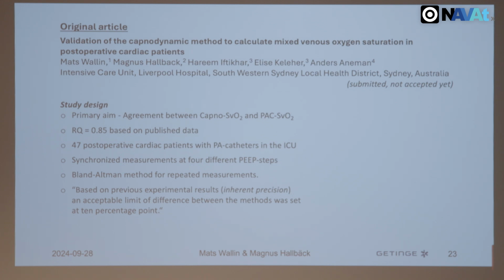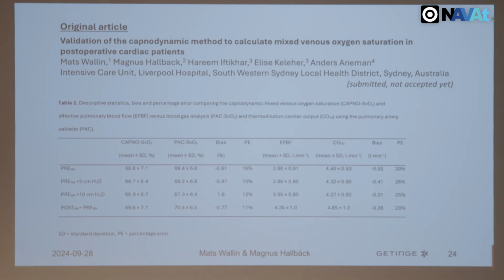We used Bland-Altman for repeated measurements. Based on our previous studies, we claim that because the reference is not perfect, and the reference has the same inherent precision as the capnodynamic method, we should have limits of agreement within 10%. And what we found was a very good agreement, more or less within 1 percentage point, and the percentage error was always below 20%.